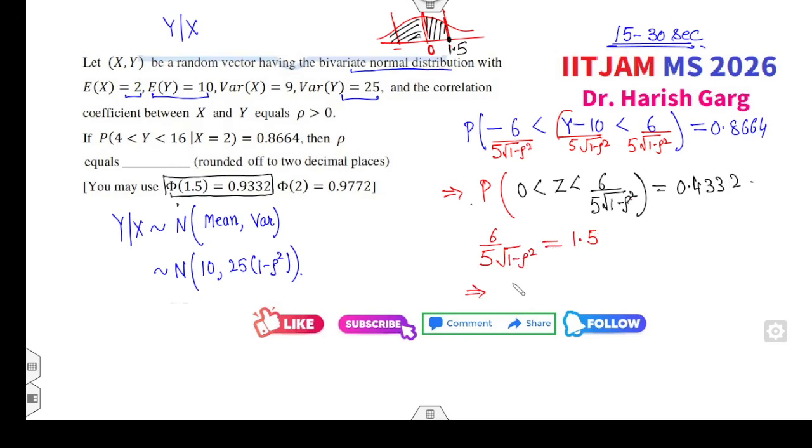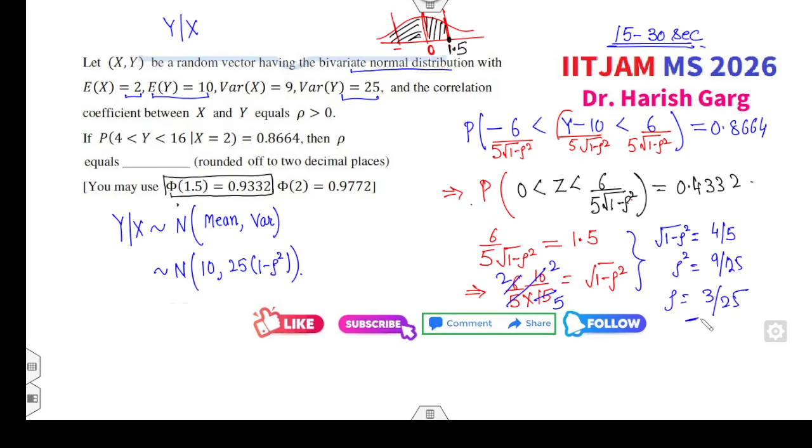So take it out: 6/5 divided by 1.5, so the root of 1 minus rho square will be 4/5. 1 minus rho square is 4/5. That means rho square will be 9/25. Rho is 3/5, because rho is given as positive. So 3/5, which is 0.6, is the right answer of the problem.